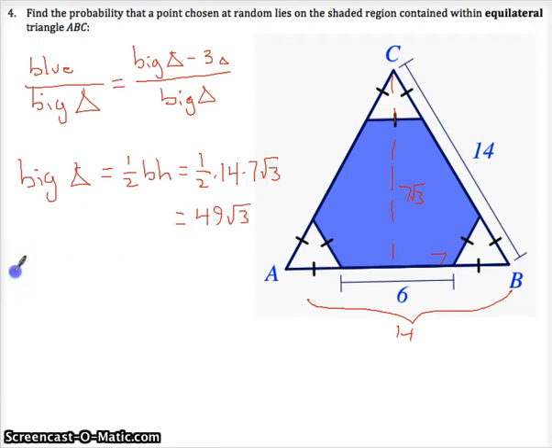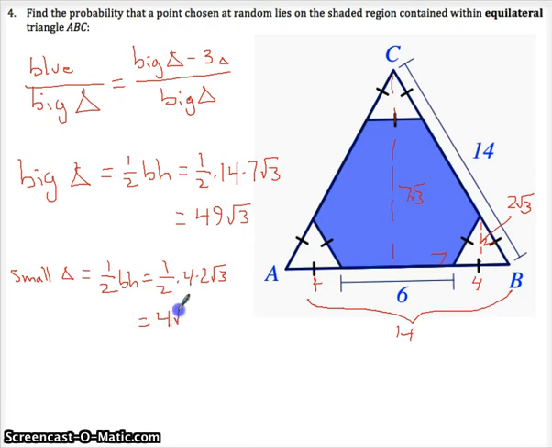Then the small little white triangles that are going to be chopped off before we make this division are also half times base times height. But for that one, if this is 6 and the whole thing's 14, these must be 4. So if that's 4, similarly to this being 7 square root 3, this little height in here is going to be 2 square root 3 for the same exact reason. Half times 4 times 2 square root 3. So each one of those is 2 times 2, which is 4 square root 3.